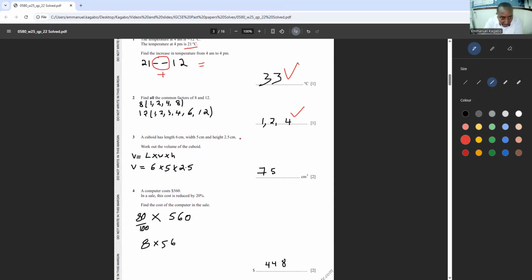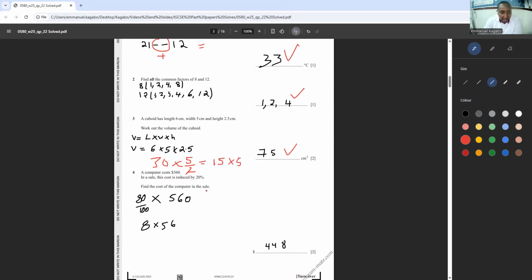Very good. Question 3. A cuboid has a length of 6 centimeters, a width of 5 centimeters and a height of 2.5. Work out the volume of the cuboid. The volume of a cuboid is given by length times width times height. So just multiply your numbers and that gives you that. Very easy to do. This is 30, if you don't have a calculator, and then you multiply by 5/2, and then the primary work gives you 15 times 5, and that gives you the answer.